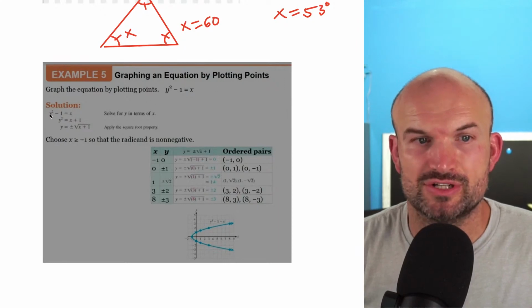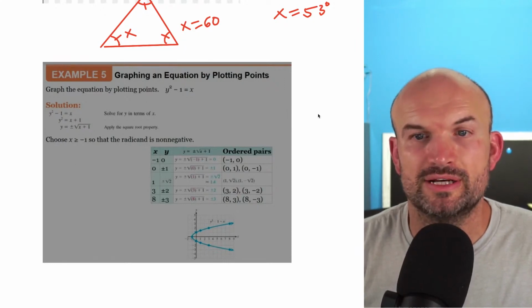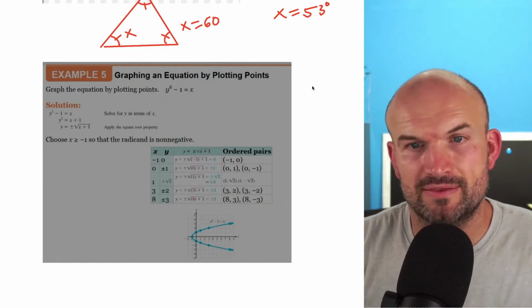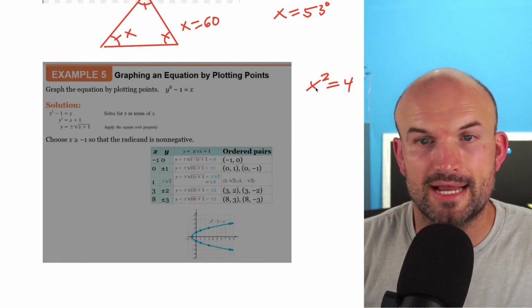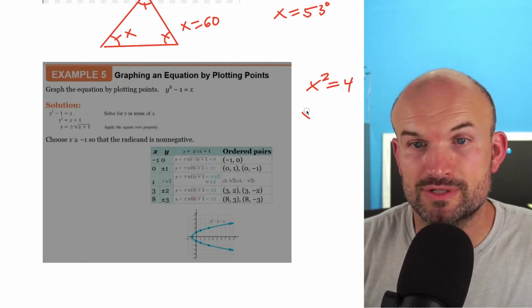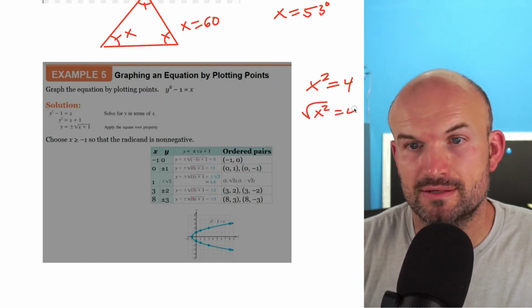So they're setting this as an equation to solve for y, right? So it's important when you introduce the square root, you need to understand, for instance, if I said x squared equals 4, okay? Now to solve for x, I'm going to introduce the square root. So I'm going to take the square root of both sides.